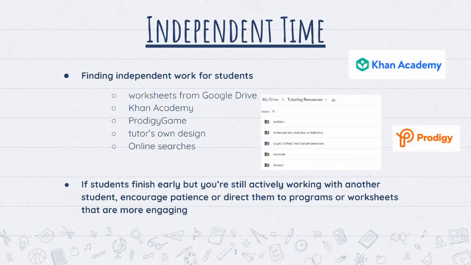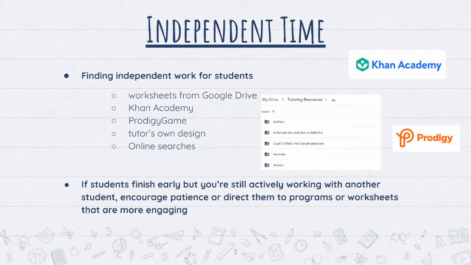Some students might join in without their own questions or homework, which can make independent time less engaging for them. There are several resources you can access to find something the student can work on. Some general resources include our Google Drive, where other volunteers have shared worksheets they found useful, Khan Academy, and Prodigy Game. It is also acceptable for tutors to design their own problems and test specific concepts that were being covered during the session. A general online search may also be sufficient to find worksheets and problems the student can try to test their understanding.